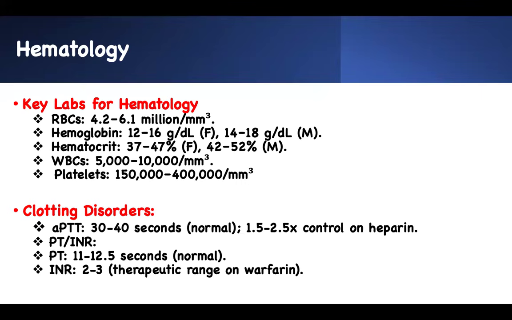Clotting disorders, this number, you've got to memorize it. PTT, as you know, this is associated with what? Heparin, right? When somebody is on heparin, you check their PTT. Right now, your PTT is 30 to 40 seconds, right? That's how long your blood takes to clot. If I give you heparin, it will take a longer time. Therefore, you multiply the lower one, 30, by 1.5, and the upper one by 2.5. So you can see this is your normal range when you're on heparin.